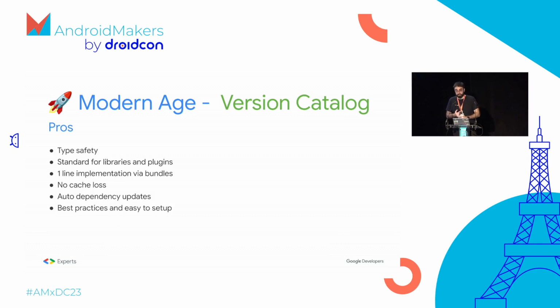You don't lose the cache so often. You have automatic dependency updates, which really work, and you can rely on them blindly. You can automatically hook up large repositories, accept lots of pull requests from the bots and blindly merge them, of course, passing the CI checks. And there are best practices, and it's easy to set up.